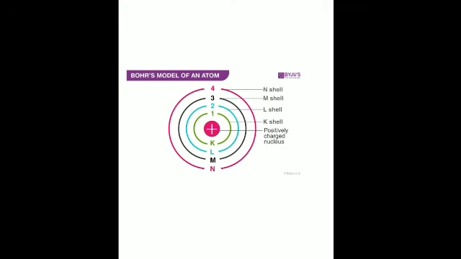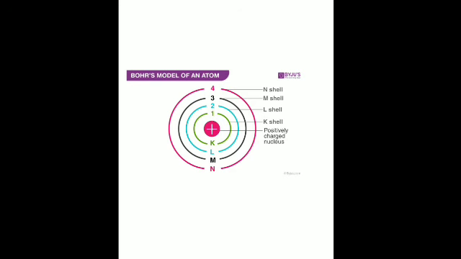I have already discussed the modern model of an atom, that is according to Bohr's model, in which I have already told you that the nucleus is the positively charged center present in the atom, which is because of the presence of protons, as the neutrons are neutral. So the overall charge that is present is positive in the nucleus.